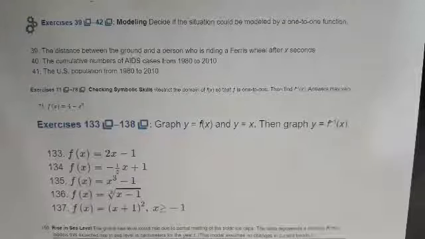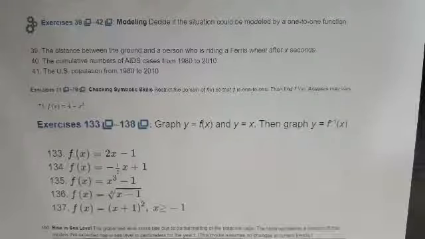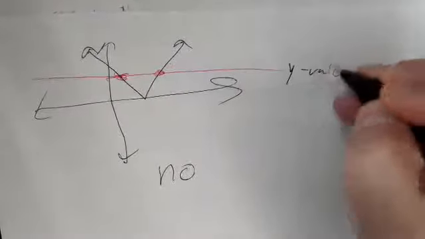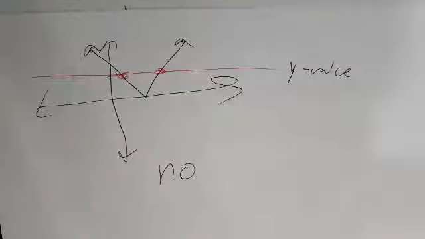The cumulative number of AIDS cases from 1980 to 2010 and the US population from 1980 to 2010. Okay. So what is the thing that breaks it being one-to-one? It's if your Y value does what? Repeats. So if we think about this thing, what is our Y value on this thing?